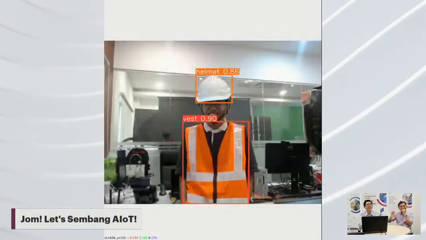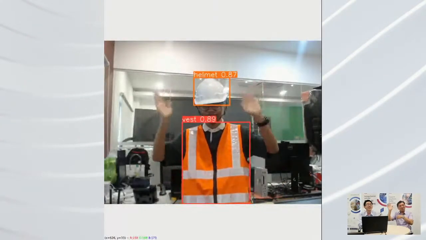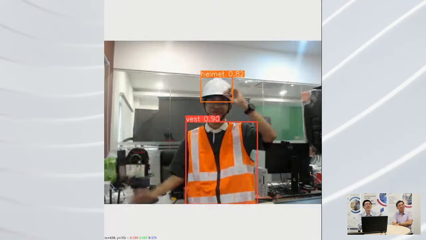So today we'll show you a demo. So our colleague is at construction site. So he's already wearing the helmet. No lah, we don't go to construction site. Hey, Amil. How are you, Amil? Hey. Okay.